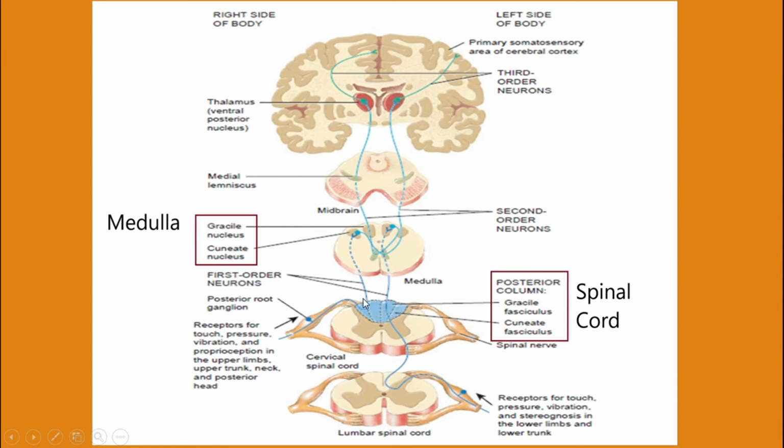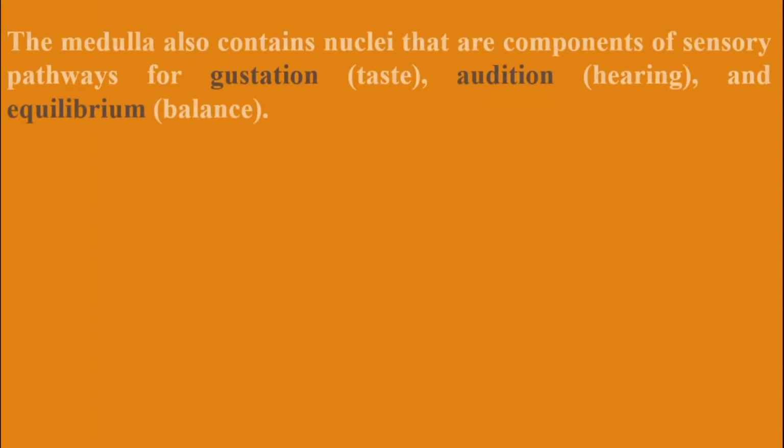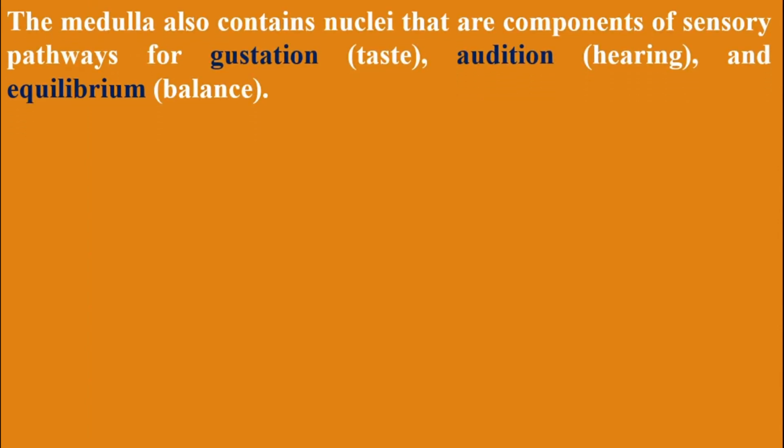These impulses pass from medulla to the medial lemniscus of midbrain, then to thalamus, and reach the somatosensory cortex. Now remember, somatosensory cortex is the area of cerebrum which is responsible for sensation of touch, pressure, vibration, and proprioception. Lastly, the medulla also contains nuclei that are components of sensory pathways for taste, hearing, and balance.